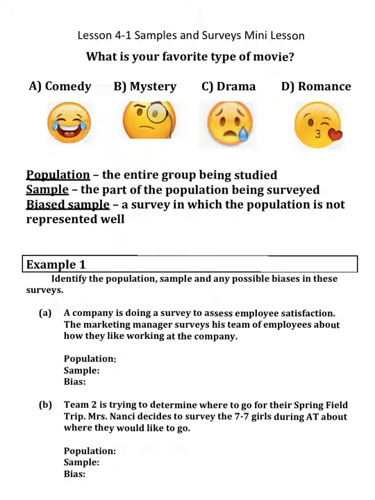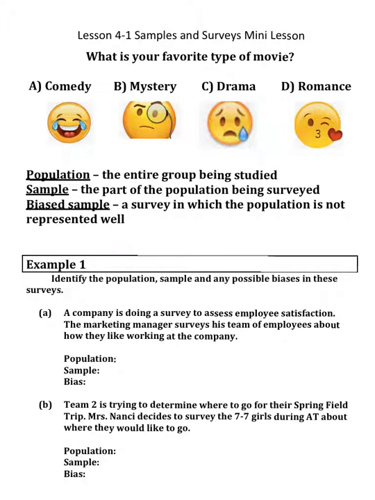Hello! Today we're going to be looking at lesson 4.1, which is samples and surveys, the mini lesson. We're going to start by actually just conducting a fictitious survey. So the first thing we'll do is just the question. So what is your favorite type of movie? And then we're going to pretend that we do a class-wide vote and see the results that we get back.